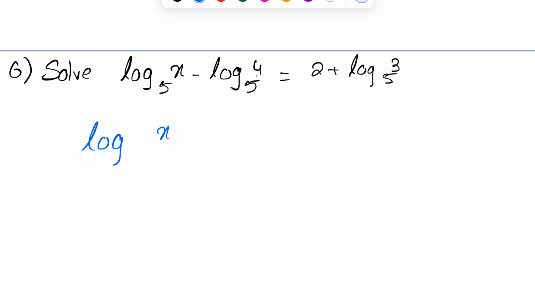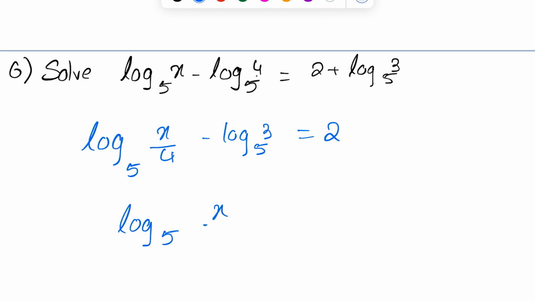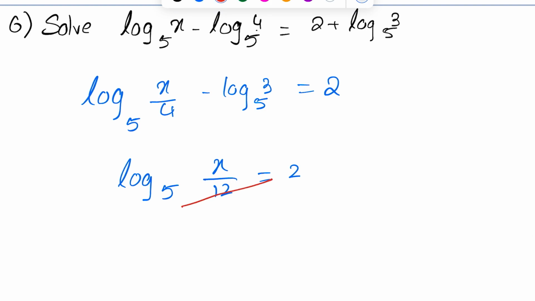Subtraction becomes division. Log x by 4 to the base 5 equals to, or bring the 3 also, log 3 to the base 5 also this side, equals to 2. So again subtraction becomes division. Log base 5 is there, x upon 12, 4 times 3 is 12, equals 2. Converting logarithmic form into exponential form, x upon 12 equals 5 square, which is 25. So x equals 25 times 12, which is nothing but how much? 300. That's going to be the answer.